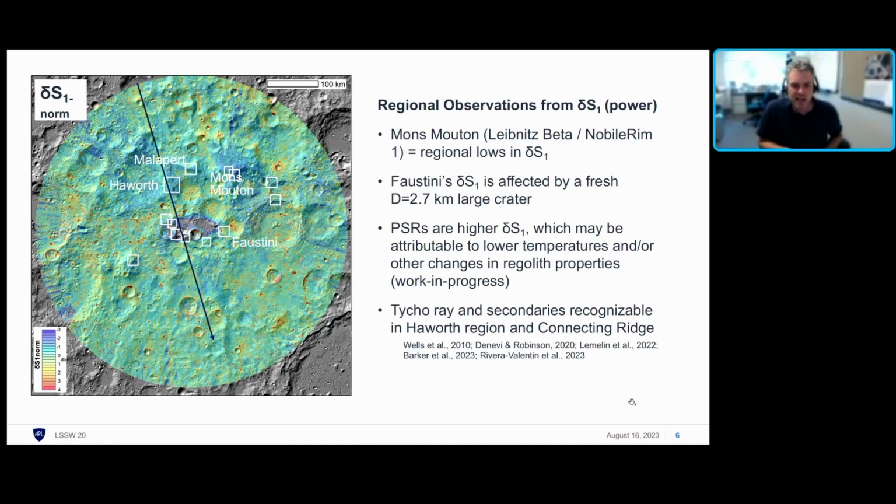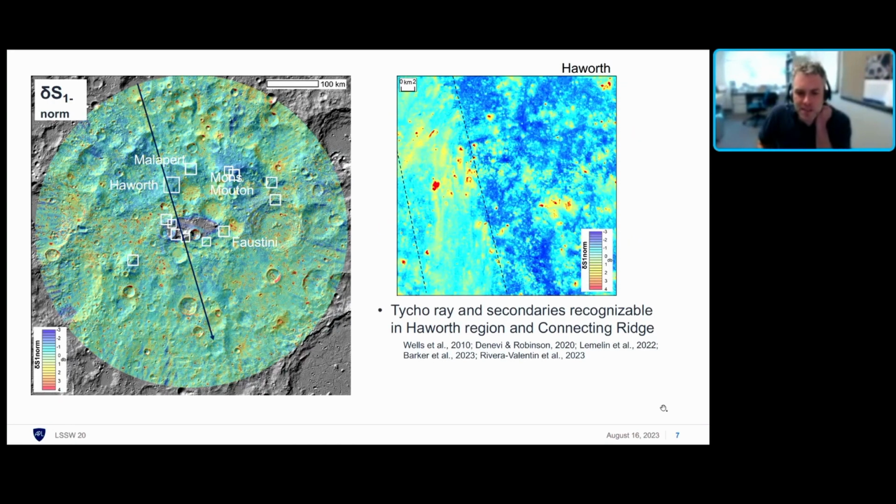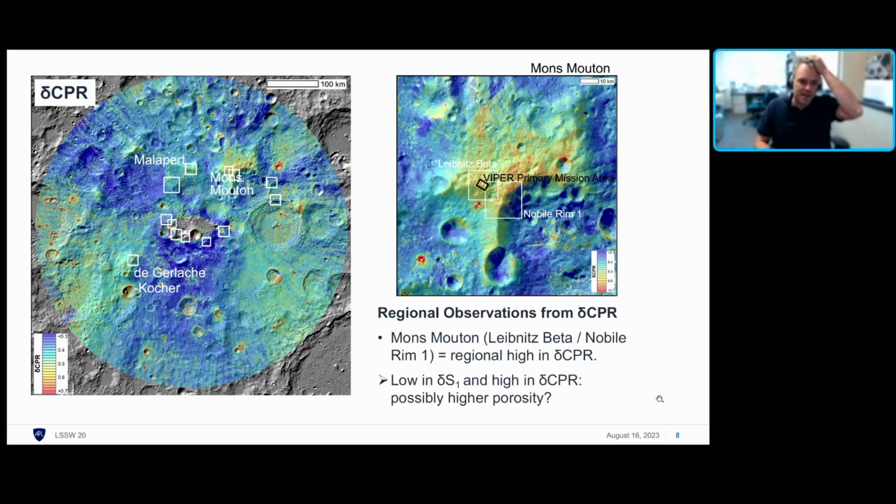If you go to the next slide, I have some additional. Oh yeah, I put in this really nice zoom in of the ray crossing Haworth, just to give you a sense of how that might affect the geology if we go explore there. It's basically the dominant feature in that landing site, and the radar really shows that, and it's not as evident in optical. If you go to the next slide, I have a similar set of points about delta CPR.